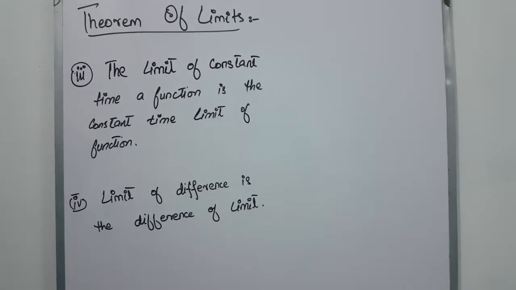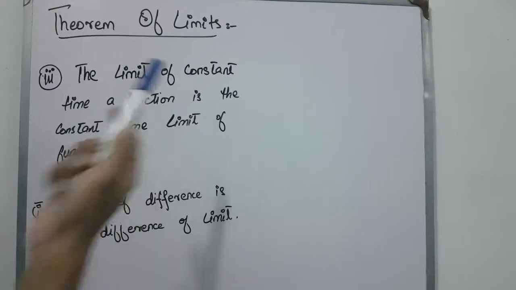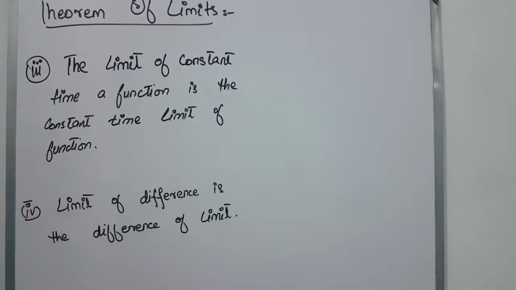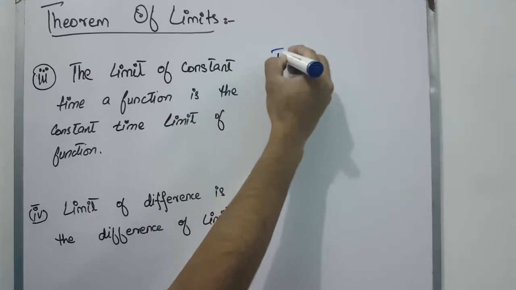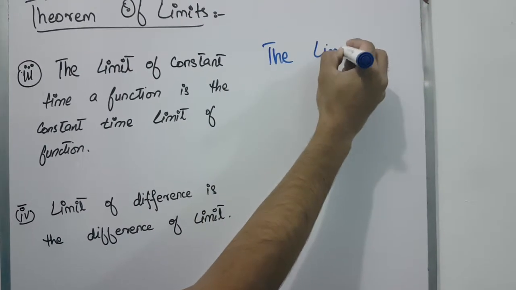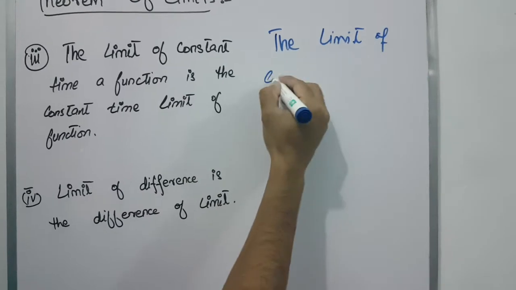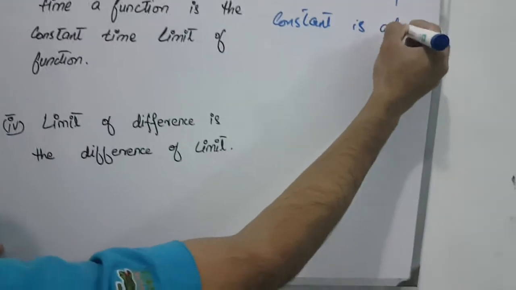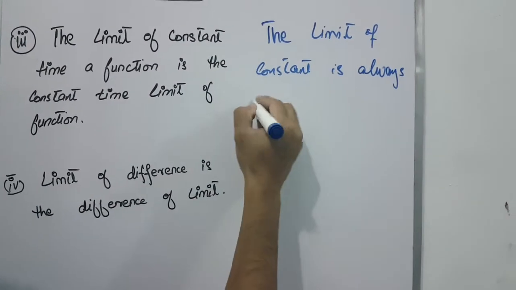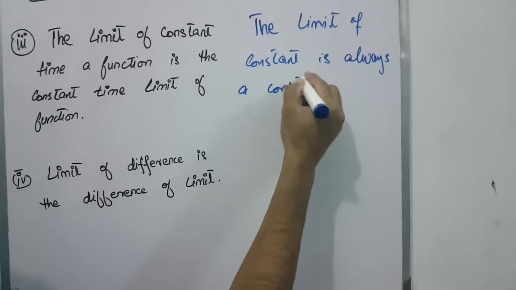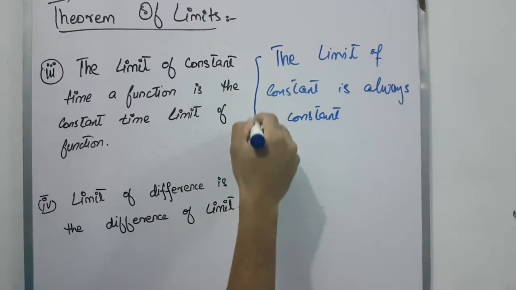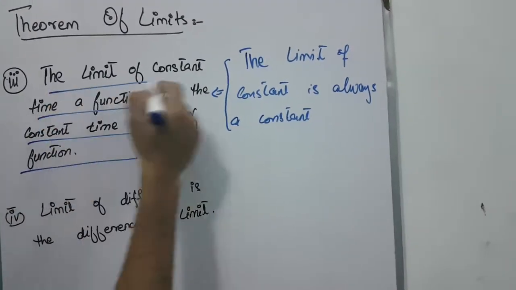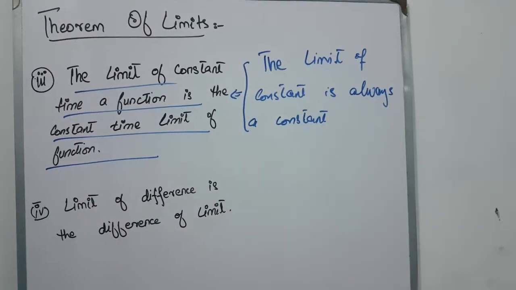I just write two theorems at a time: the limit of constant times function is a constant times limit of a function like this, and the limit of constant is always a constant. In shorter words, the limit of constant is always constant. The shorter form of this theorem is the limit of a constant is always a constant.